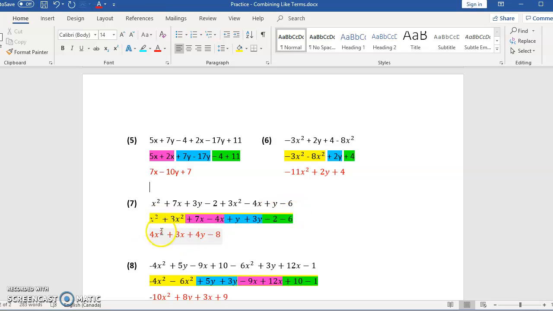X squared plus 3x squared is 4x squared. Plus 7 minus 4, that's plus 3, right? Plus 1 plus 3y, that's plus 4y. And then minus 2 minus 6. So negative 2 minus 6, that's minus 8. Not minus negative 4 or plus 4, whatever you think you would put. Remember to keep that negative sign attached. Negative 2 minus 6 is negative 8.